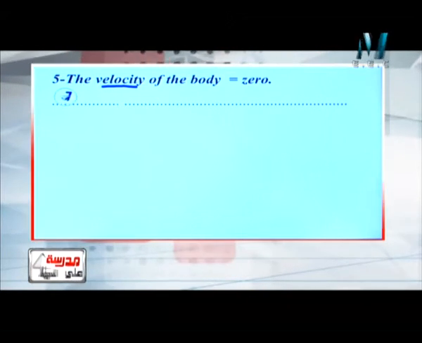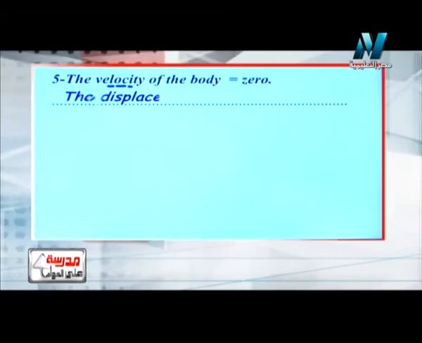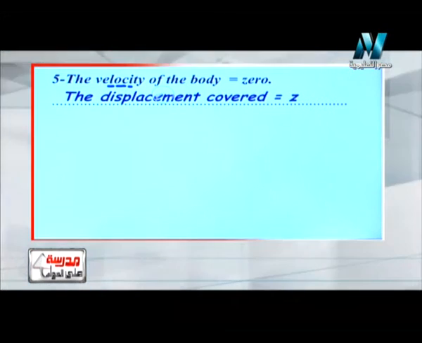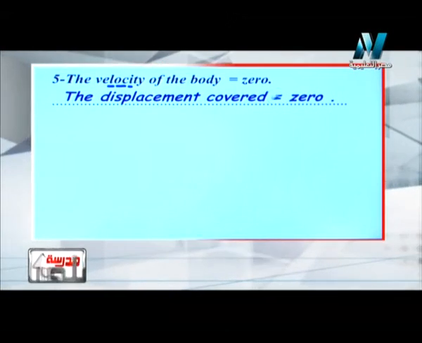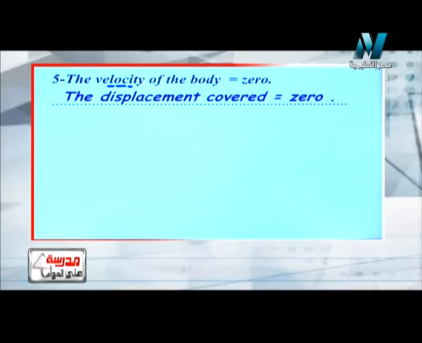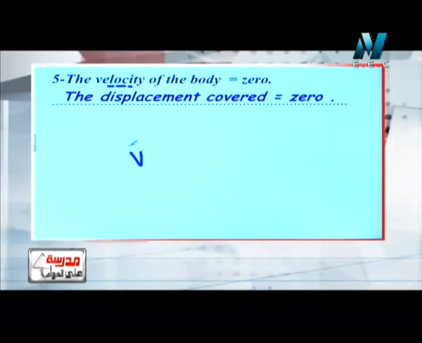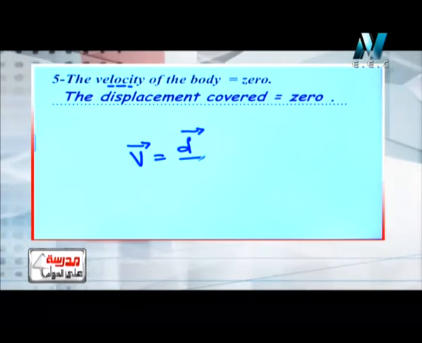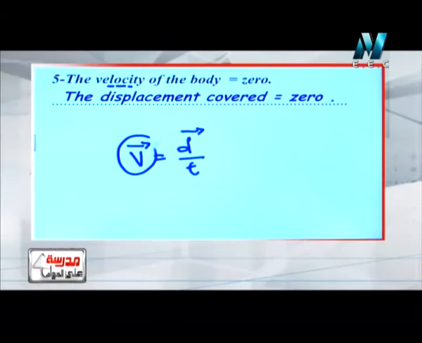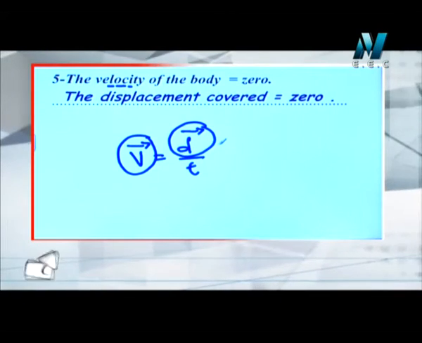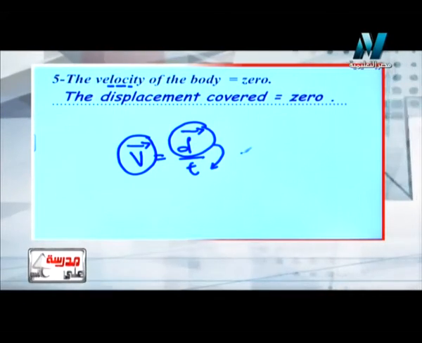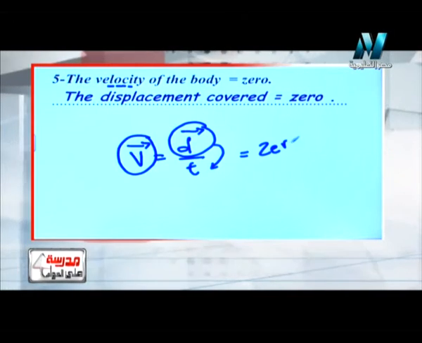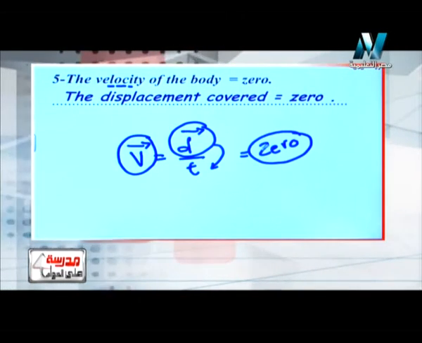So here the displacement covered equals 0, because from the mathematical rule, as we will see now, velocity equals displacement over time. So velocity equals 0, which means displacement equals 0, because 0 over anything equals what? Equals 0, or 0 divided by any number equals 0, as we studied before in mathematics. Isn't it?